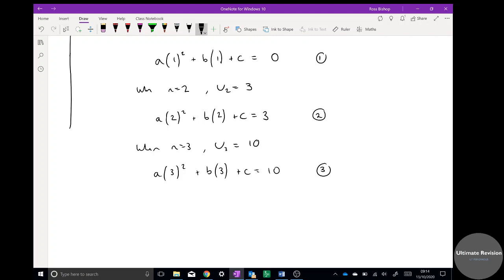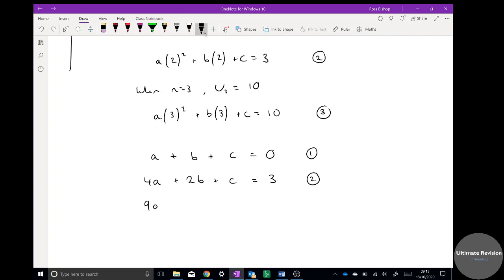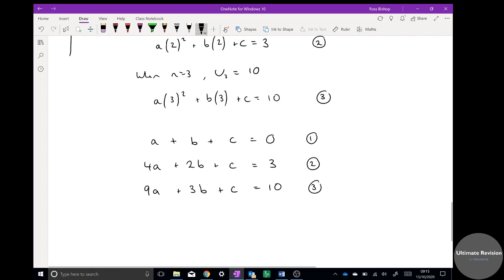So equation number 1 just turns out to be a plus b plus c equals 0. Equation 2, 4a plus 2b plus c equals 3. And equation 3, 9a plus 3b plus c equals 10. That's my part A. Part B might be to solve the equations.